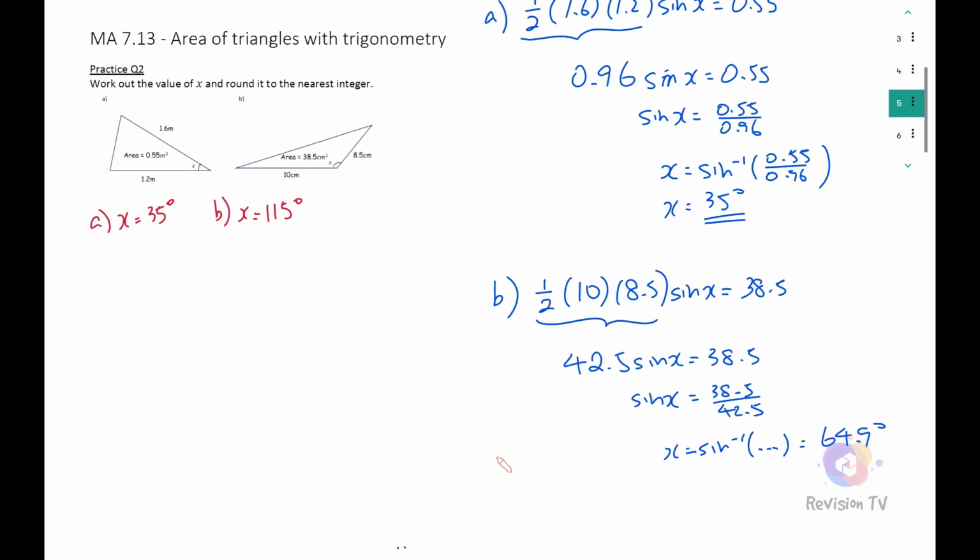But x is obtuse. Again, ambiguous case. So because x is obtuse, therefore x equals 180 degrees minus 64.9 degrees, which is, because you have to round to the nearest integer, read the question, so 115 degrees.